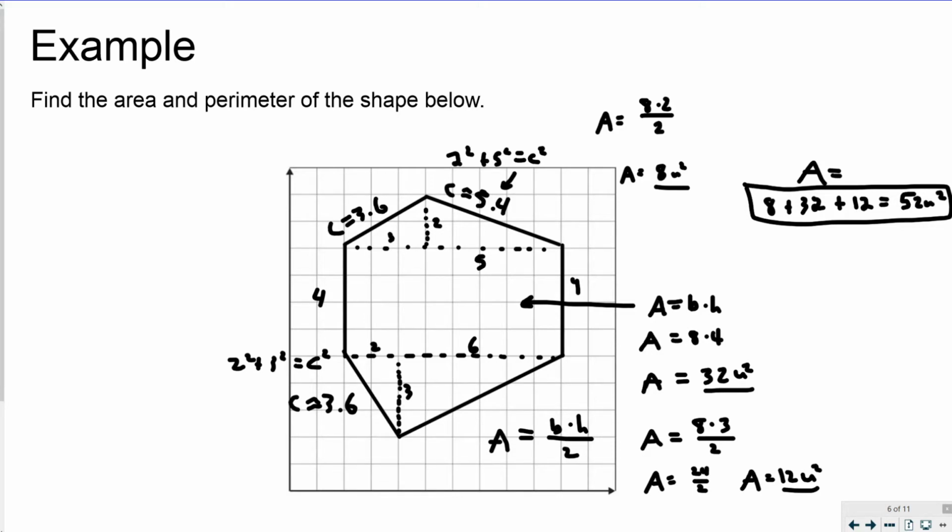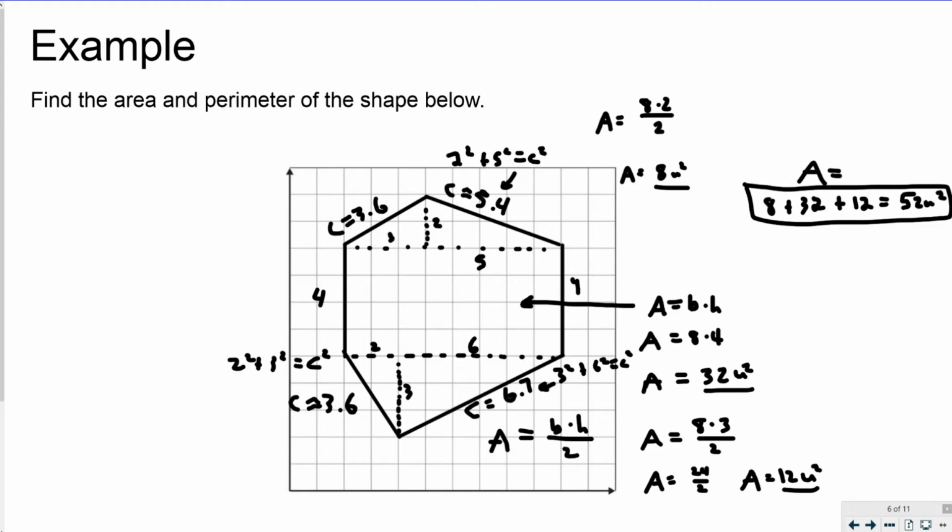Okay, and then I just need the one down here for the last of my perimeter, and that has sides of 3 and 6. So 3 squared is 9 plus 6 squared, which is 36, and that's 45. Take the square root of that. C down here was equal to about 6.7. And that's doing 3 squared plus 6 squared equals c squared for this over here.